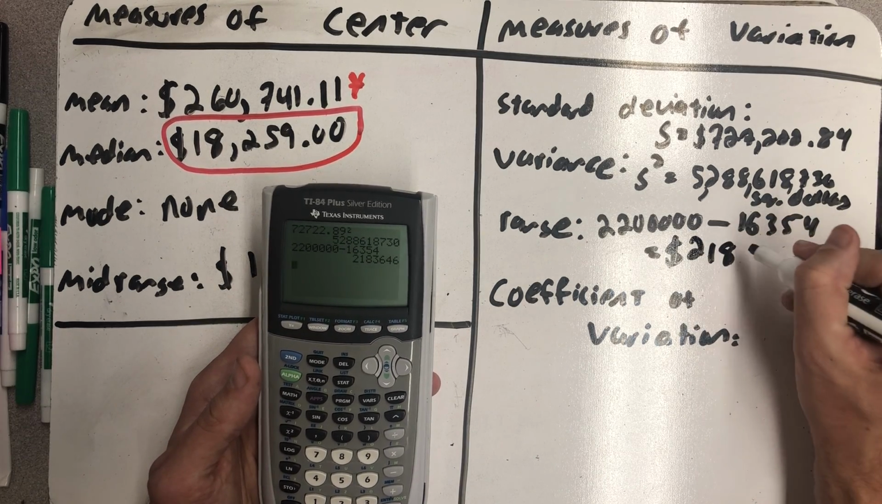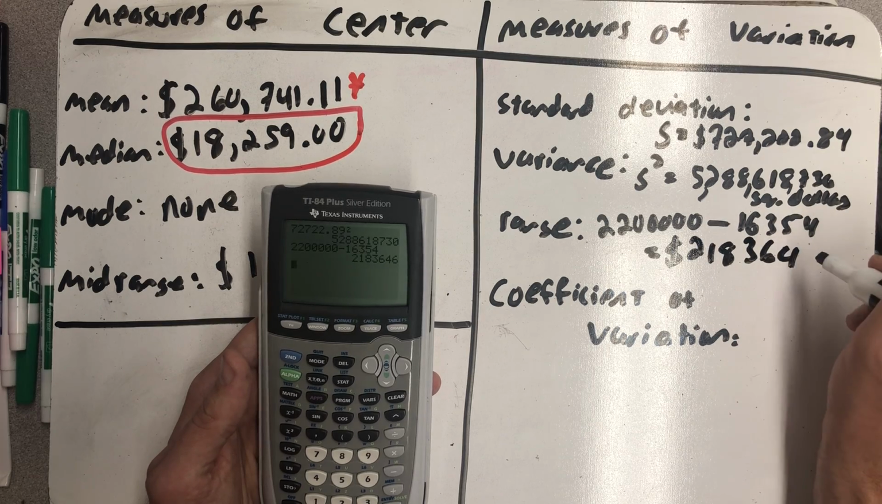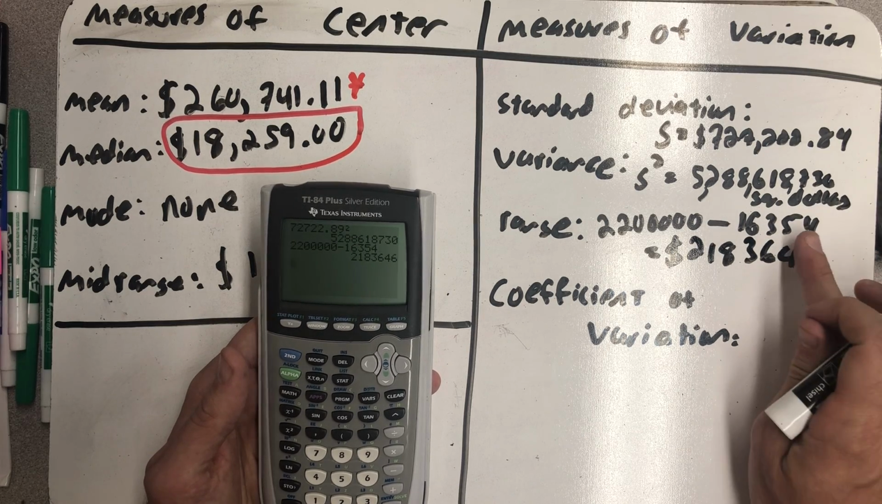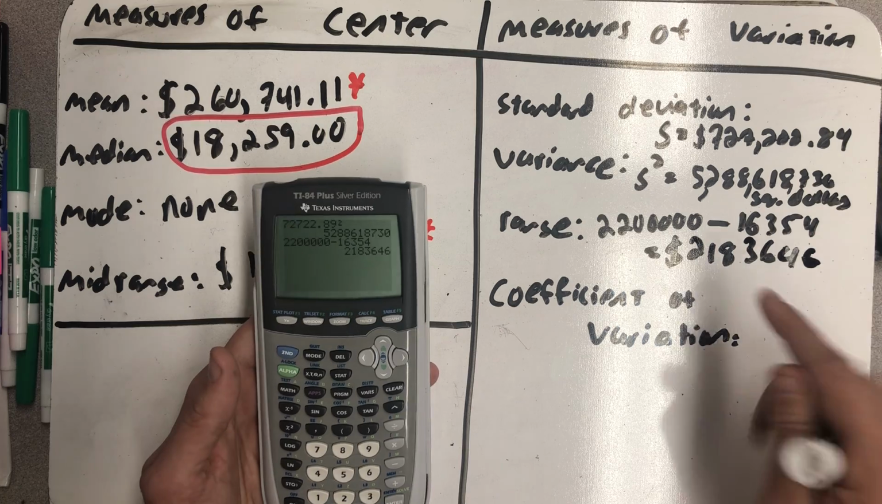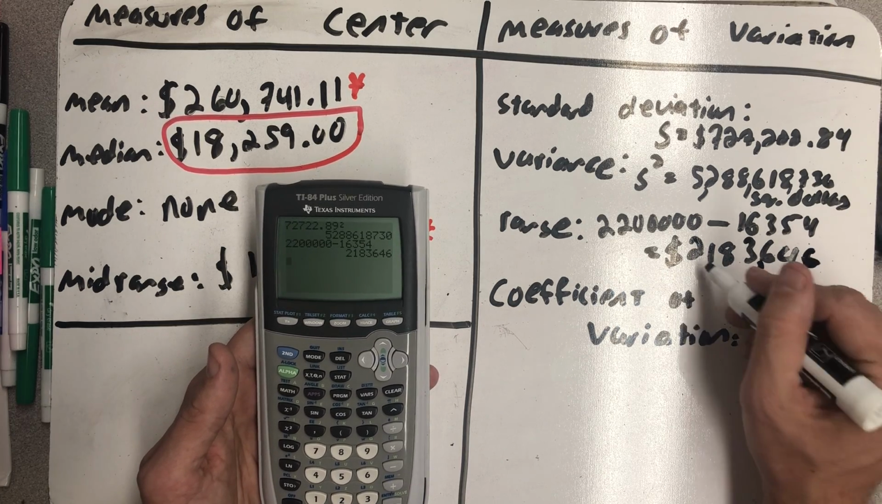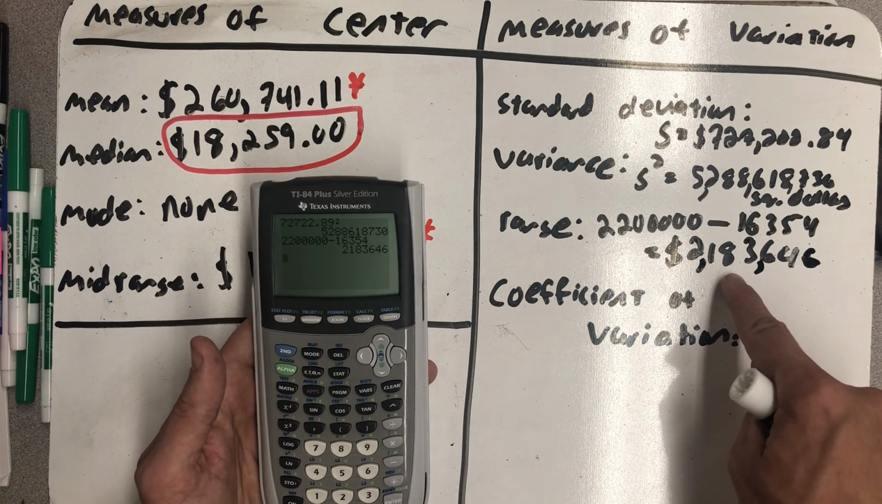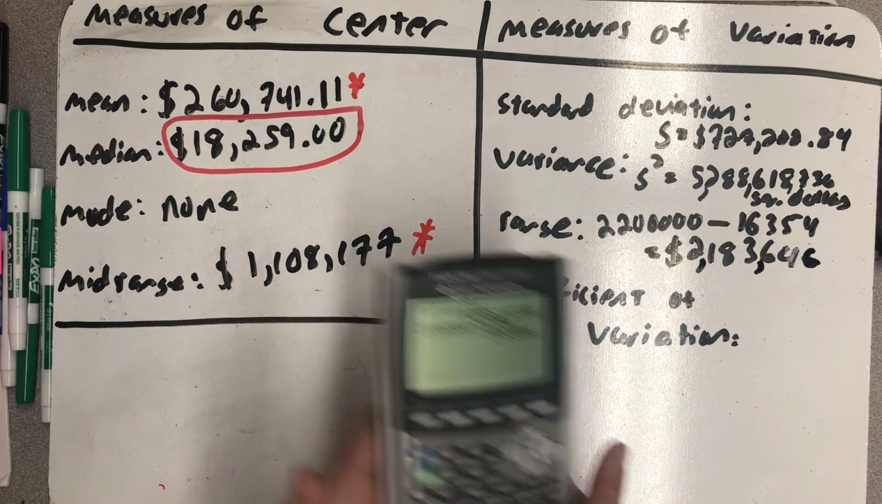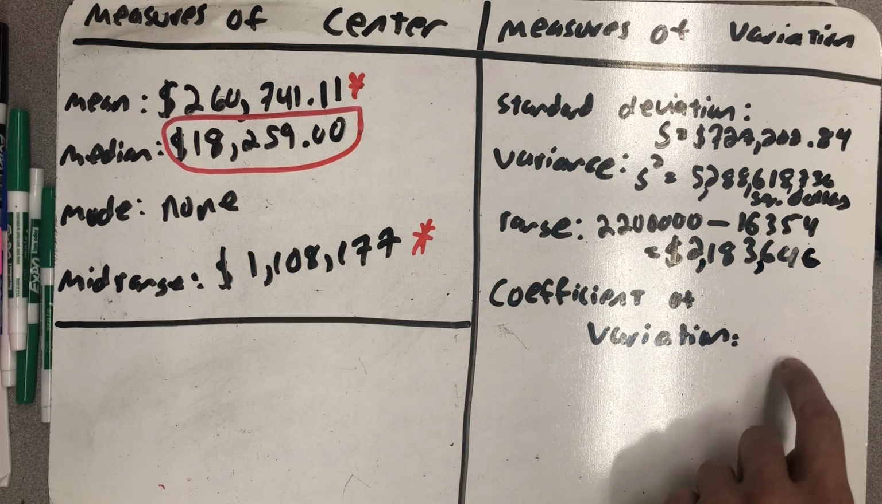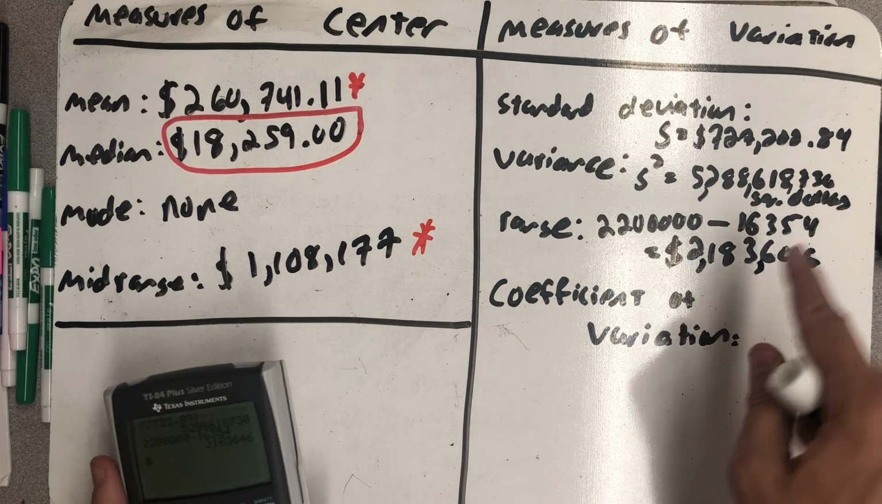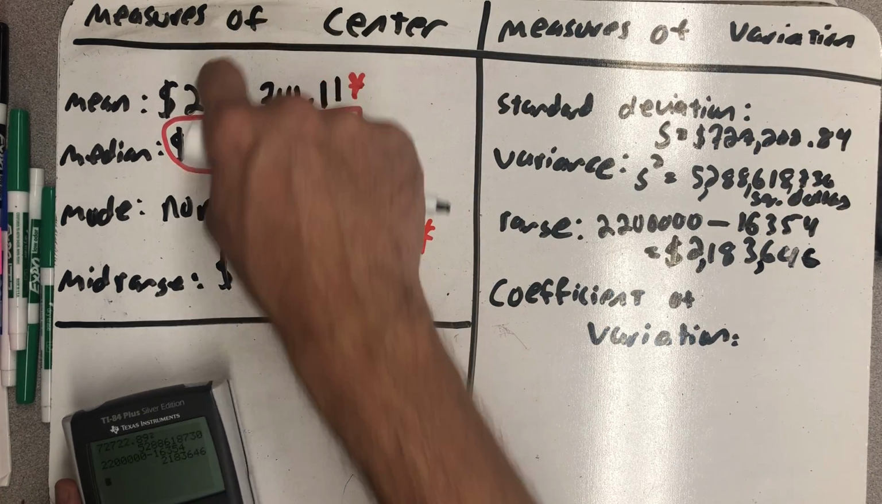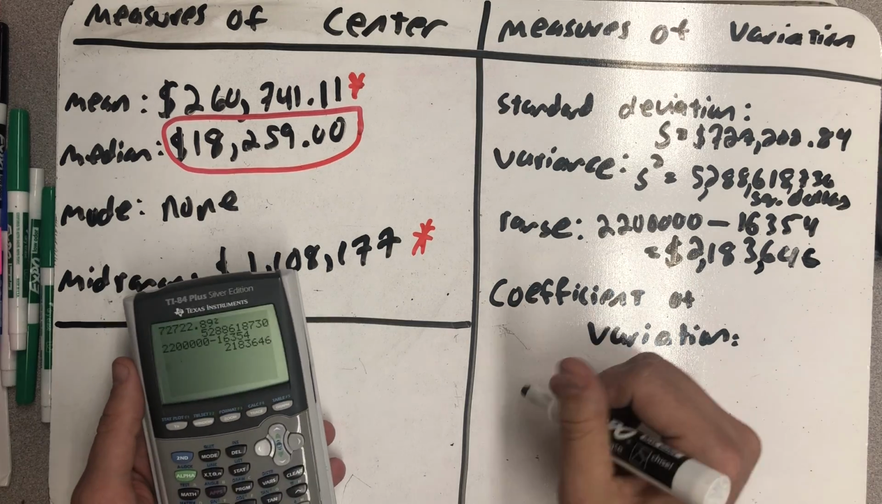Range just comes in regular units. Ooh. Missing a 6 on the end. So 2,183,646. And now I'm asked to compute the coefficient of variation. That's where I take my standard deviation and I divide it by the mean and I express it as a percentage.